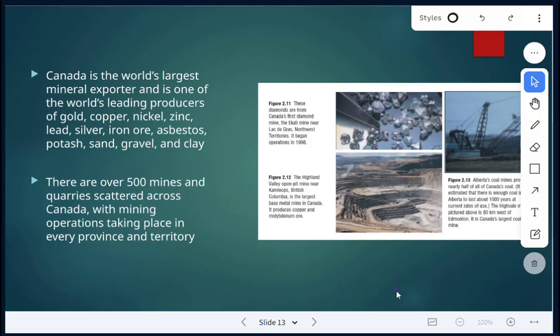First diagram here, diamonds. These are from Canada's first diamond mine, near Lac de Gras, Northwest Territories. And then we're seeing some coal mines. This is an open pit mine near Kamloops. Produces copper and molybdenum. I don't know if I'm saying that correctly.